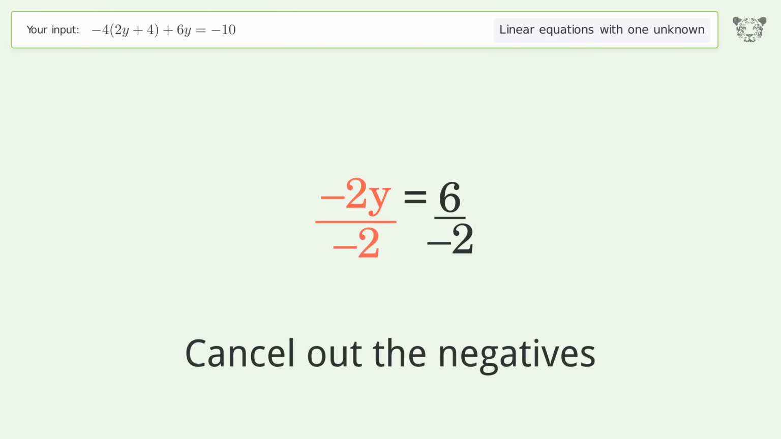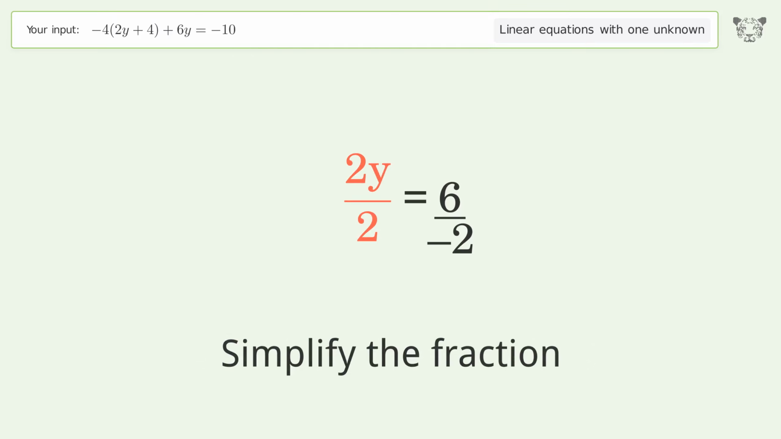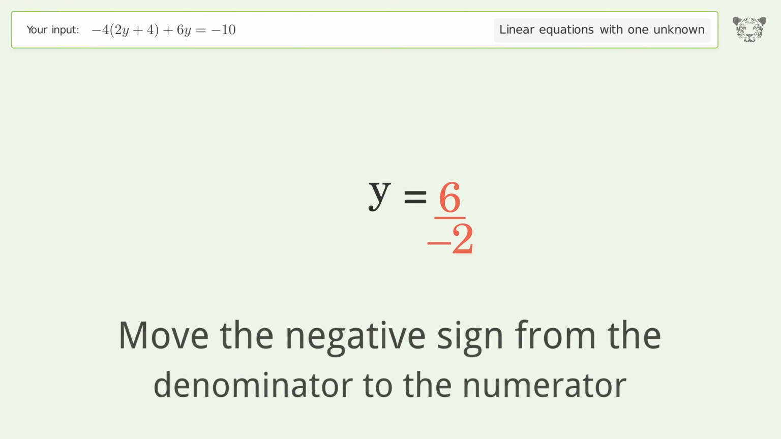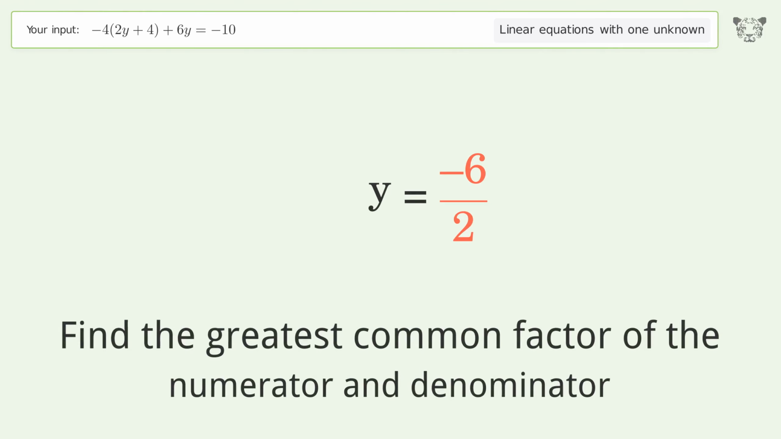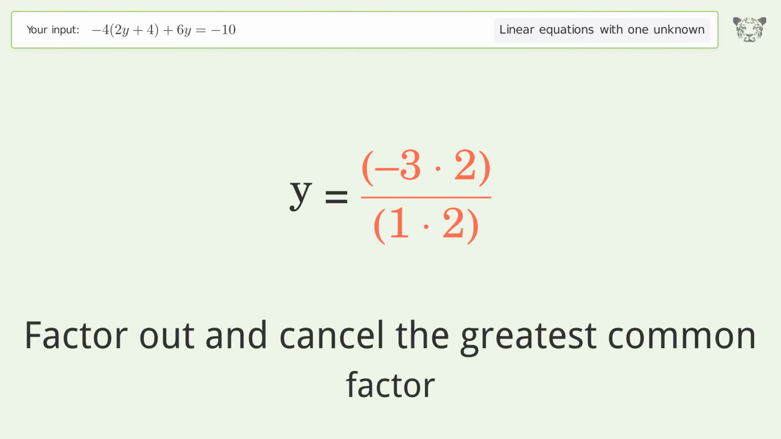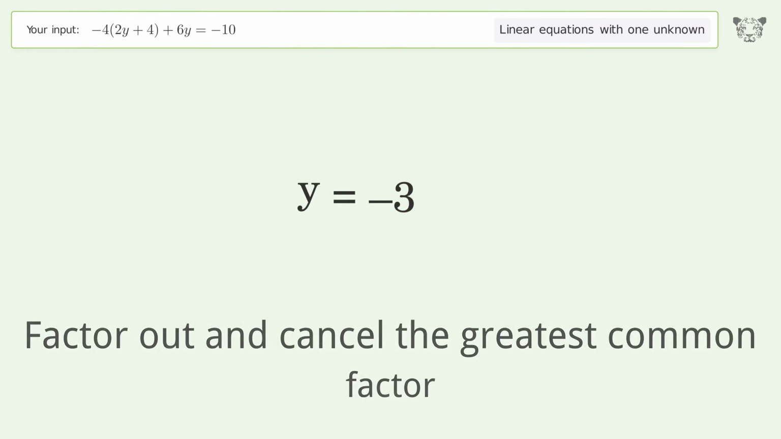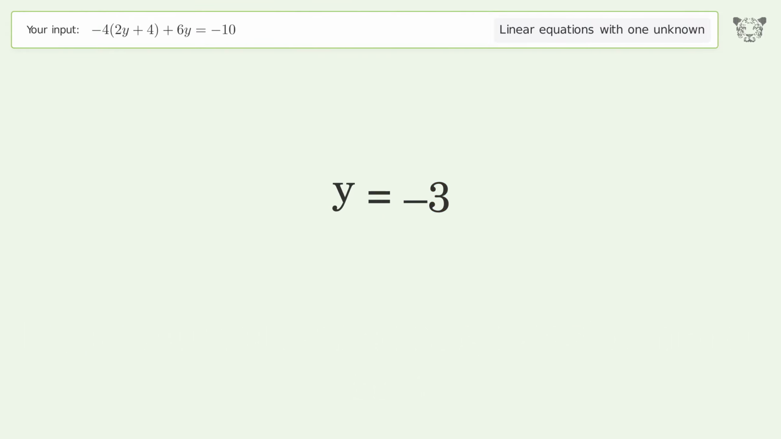Cancel out the negatives. Simplify the fraction. Move the negative sign from the denominator to the numerator. Find the greatest common factor of the numerator and denominator. Factor out and cancel the greatest common factor. And so the final result is y equals -3.